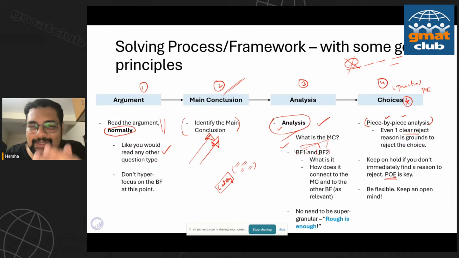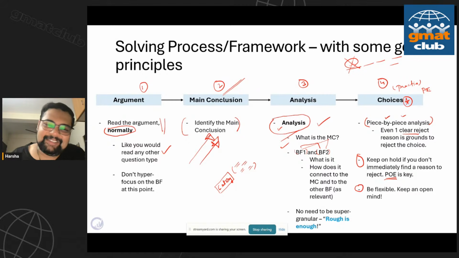Let's work with the other choices and come back to that. That's very important here. If you don't see a reason to reject, don't reject. And in general, boldface requires a bit of an open mind. Things may not be written in a way that you like, but everything else is wrong. That one thing is right. Just move. Be flexible.